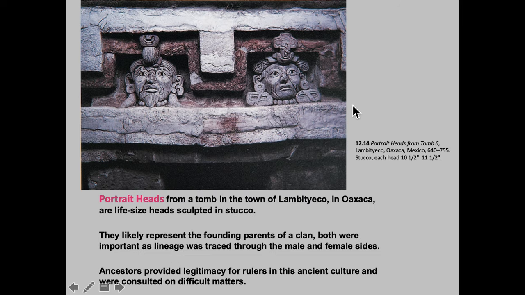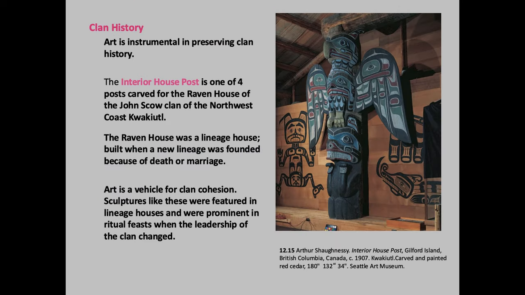And these are portrait heads. They're portraits of those deceased people from Tomb 6. This is in Oaxaca, Mexico, a 1,400-year-old piece. And they were likely the founding parents of a clan. So they were important. Their lineage was traced by both sides. So the male and the female were equally important. All right. So they provided legitimacy from this ancient culture, and they also were consulted when difficult times would come up. Okay, so clan history.